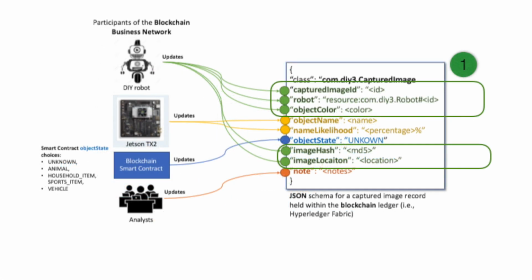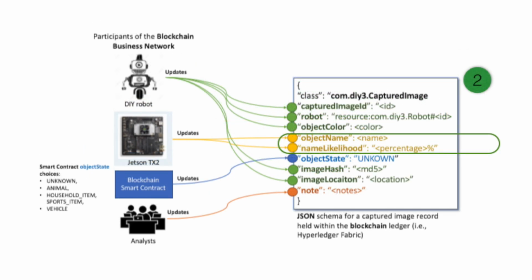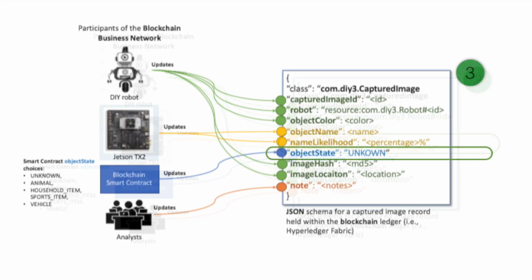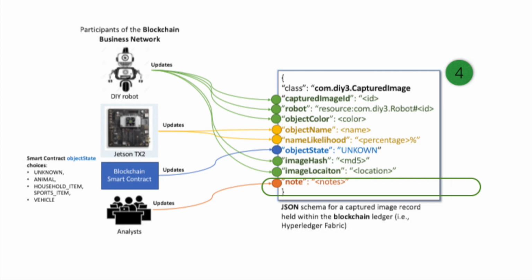Step 1. The robot creates the green font attributes to establish the record in the blockchain. Step 2. The Jetson TX2 inserts the yellow font attributes into the record based on the image classification. Step 3. The blockchain smart contract updates the blue font attributes based on the data from the Jetson TX2. Step 4. Finally, the analyst updates the record with the quality analysis based on the smart contract.